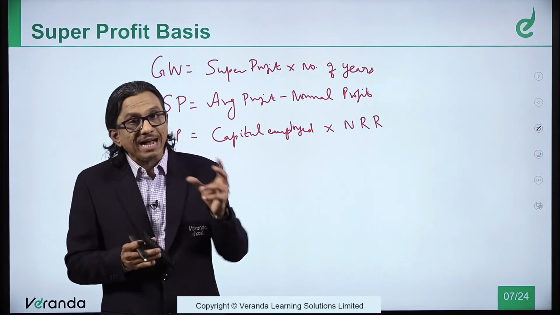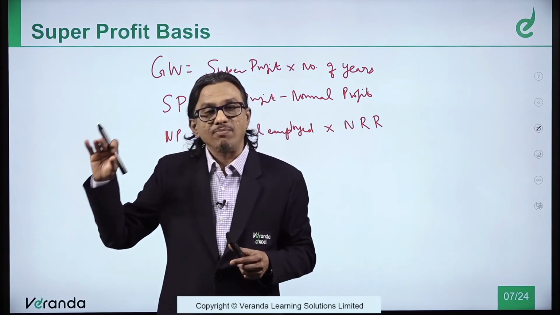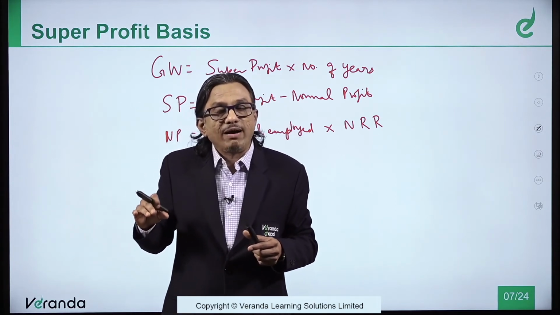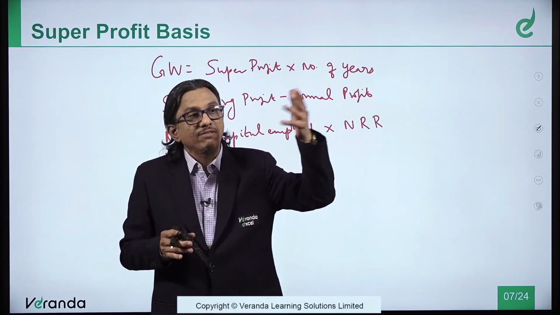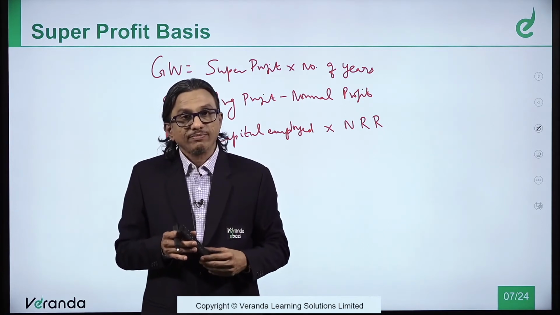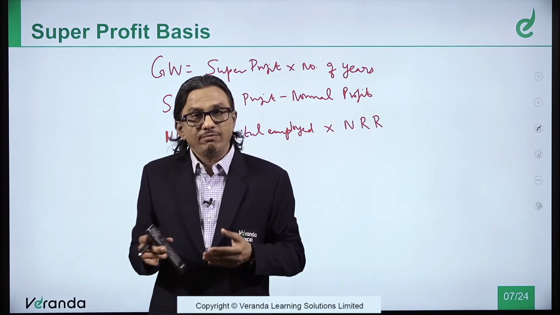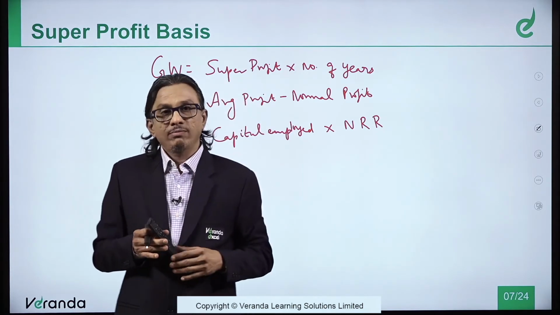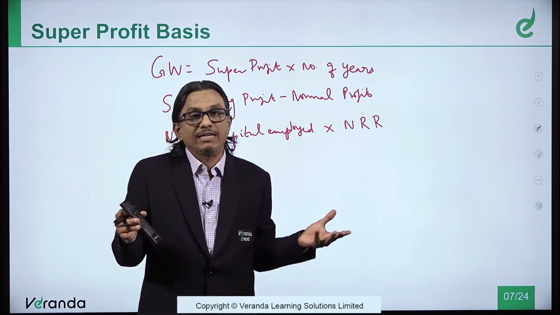Like that, I am investing 5 lakh in a company. My rate of return is 10%, 50,000 only. But somebody else is investing the same 5 lakh, and they are getting 1 lakh profit. Are they not super? When capital is constant and the profit is more, the person who makes better profit has goodwill. That is the concept.